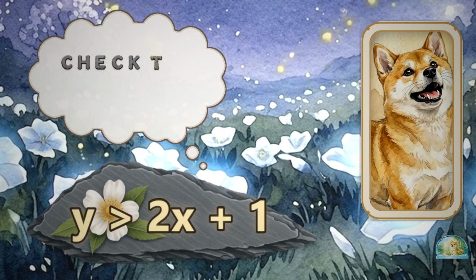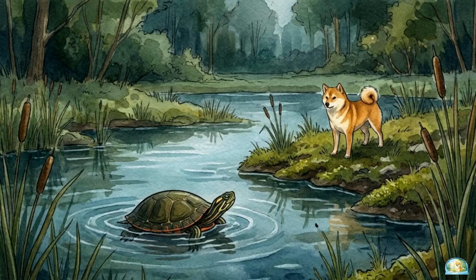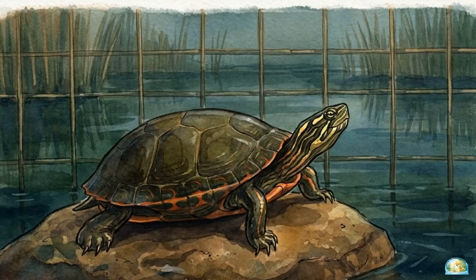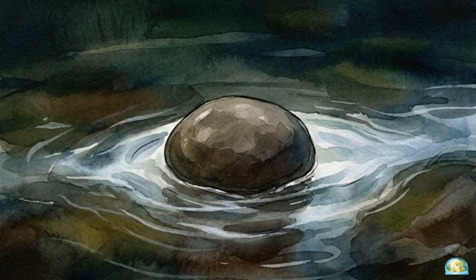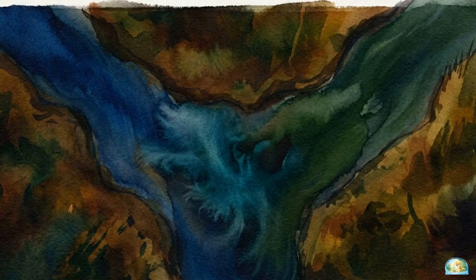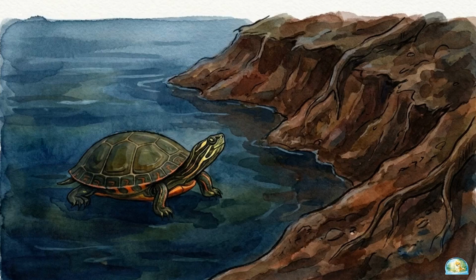Use a dashed boundary when points on the line are not solutions. We will graph the solutions to a linear inequality in two variables as a half-plane, and graph the solution set to a system of linear inequalities as the intersection of the corresponding half-planes. We will graph a half-plane from an inequality, use a test point, graph the intersection of two inequalities, and interpret the boundary line choice. How would you graph y greater than 2x plus 1?